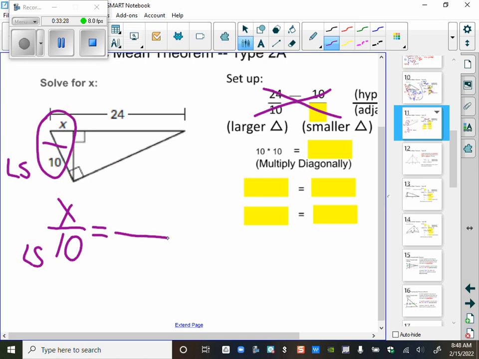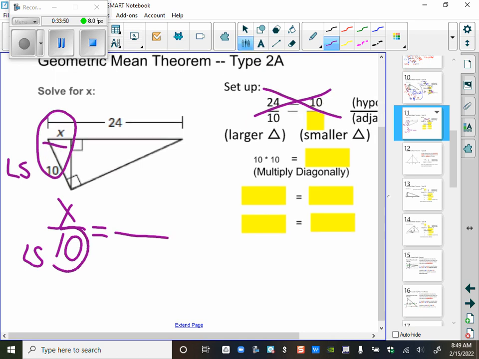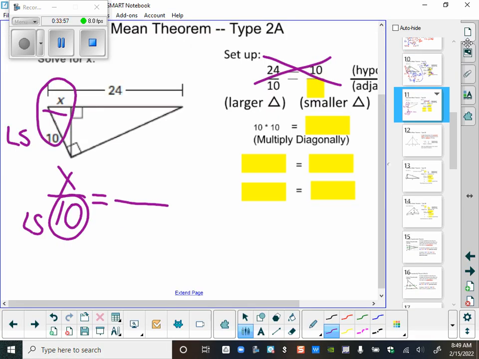Now, the left slant. This is where we have to be careful. What's our left slant in this case? Is it the X or the 10? It's the 10. This is the guy we got to worry about. That's the guy you got to worry about. I'm going to tell you why. Here's why you got to worry about this one.